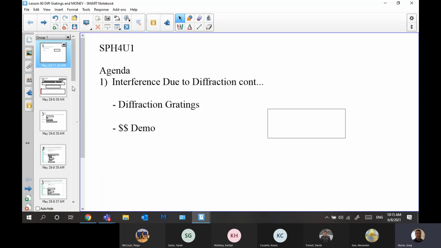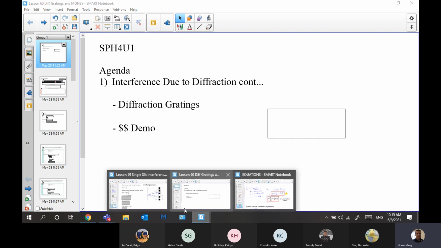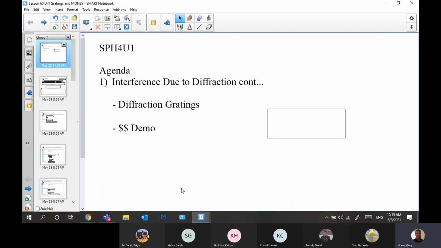And I just slightly changed the arrangement here. I just noticed there's one page in lesson 59 that refers to the topic from 60, because they can be taught in either order. So I'll do this one first so that when we get to that one, it makes sense. We're looking at interference due to diffraction and so on, continued. Instead of just two slits, we're going to look at multiple slit systems, commonly called diffraction gratings.